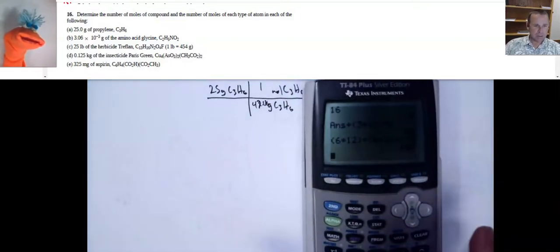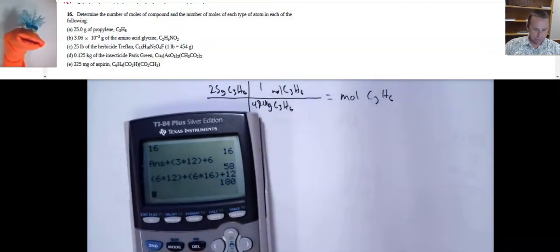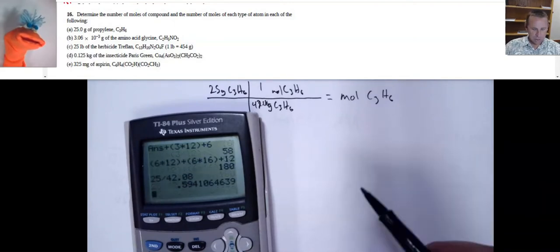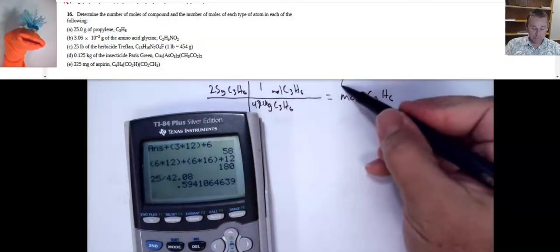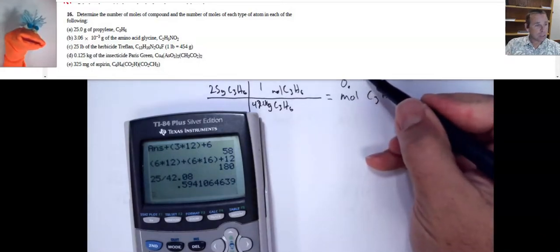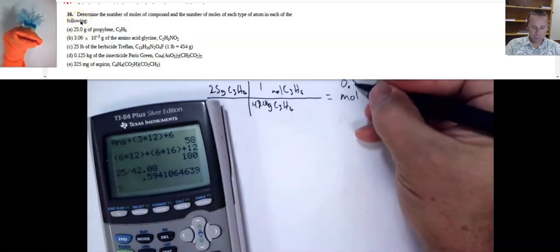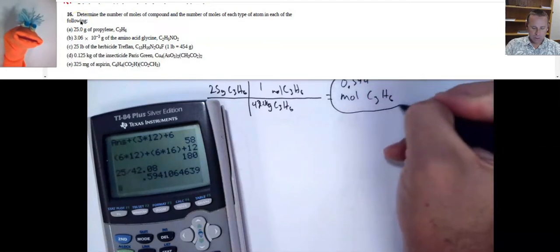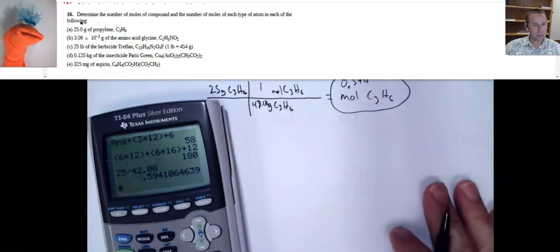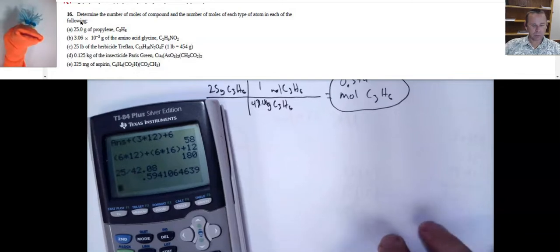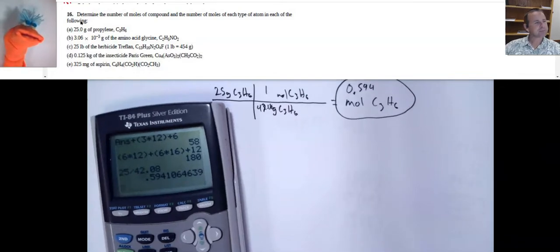So the math tells me that I need to take the 25 and divide by the 42.08. All right, so that's going to be 0.59. We have three significant figures here, 25.0 grams, so I want 0.594. That's my answer there, with the correct number of significant digits. Moles of propylene, that's how many I have.